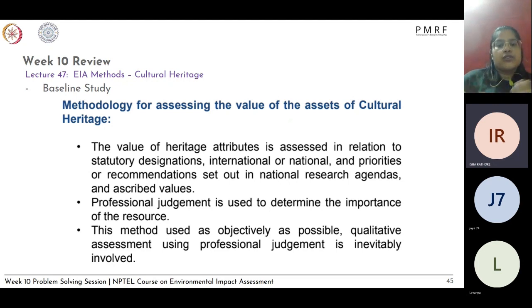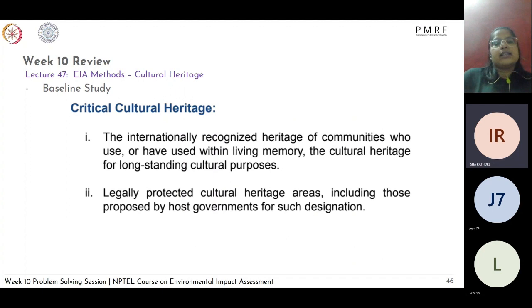So in the first stage, you assess the cultural value based on desk-based studies, and then you involve a professional to confirm that the judgment you have made is right. And then critical cultural heritage is basically internationally recognized heritage of communities who use or have used within living memory the cultural heritage for long-standing cultural purposes. And these are legally protected cultural heritage areas, including those proposed by host governments for such designations.